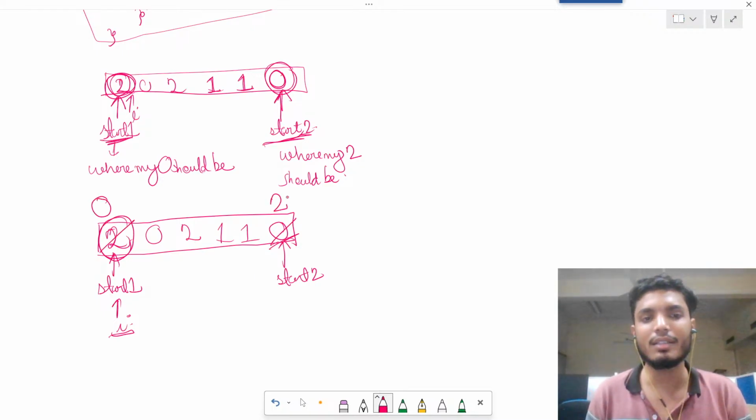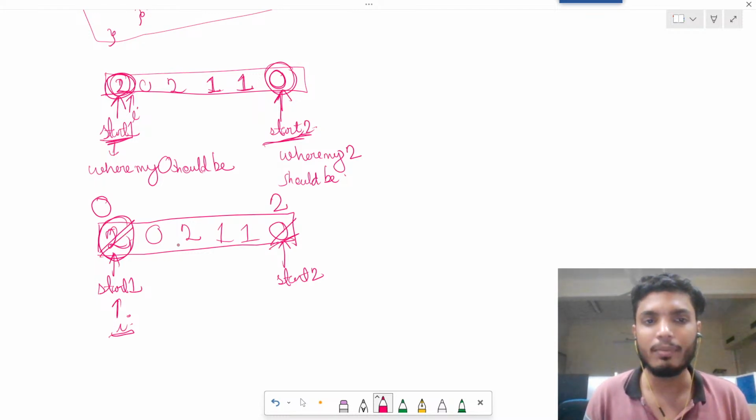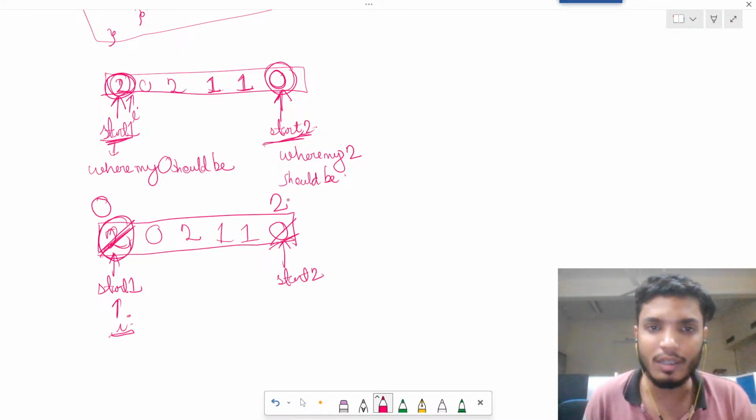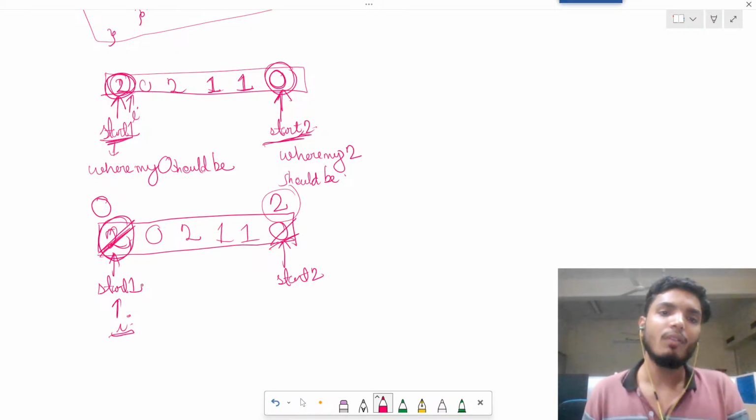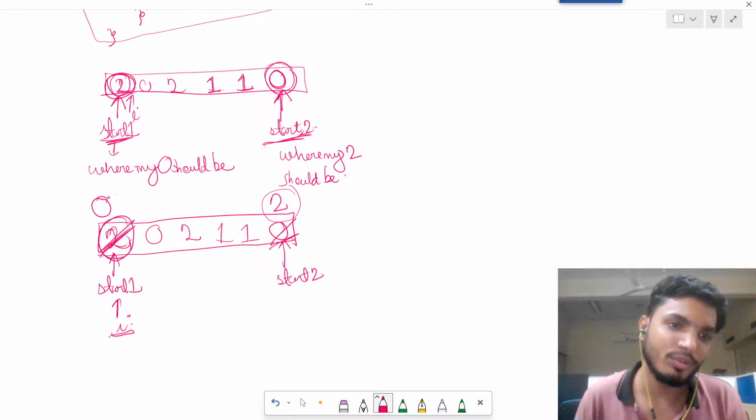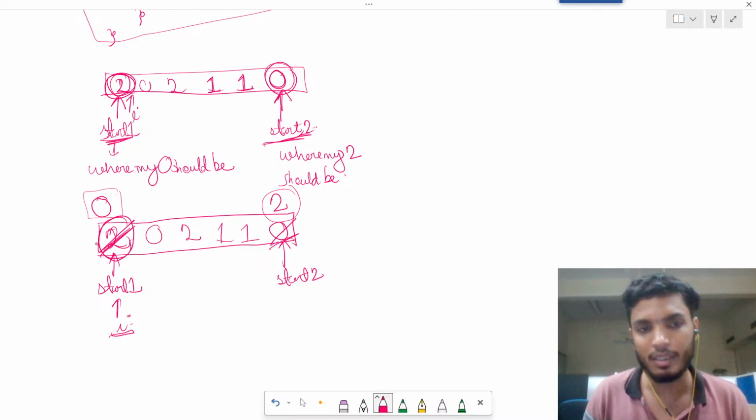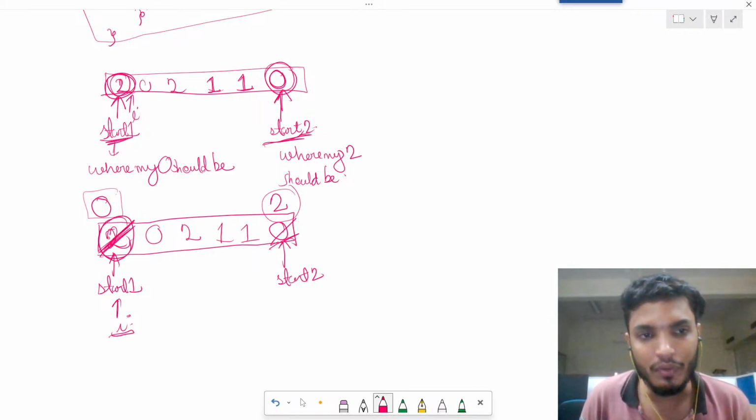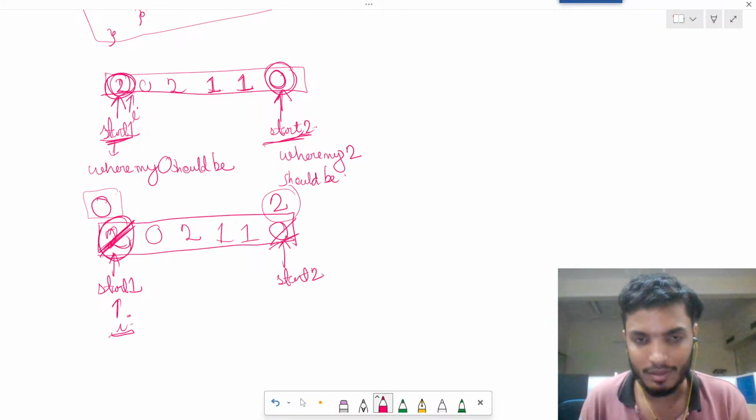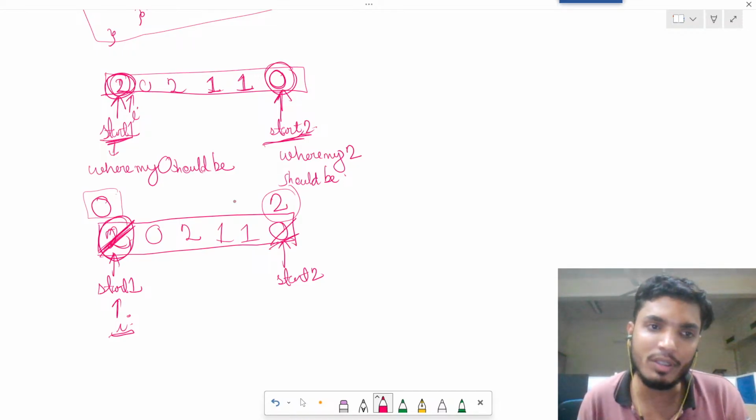Okay, is it clear, guys? Yeah, because this was 2. I moved this 2 to the start 2 position. And then what happened is I again got 0. So this is a problem I will be facing. See, here it was 2. So I moved the 2 to this point, isn't it? But what happened? 0 came here.